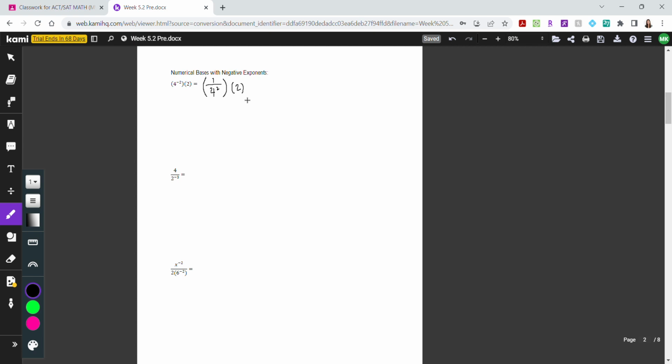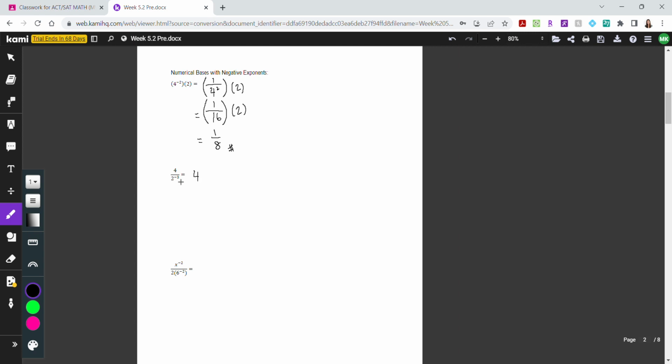Okay. So now let's solve. We have 1 over 16, because 4 squared is 16, times 2. Now we have 1 over 16 times 2, which would give us 1 over 8. And that will be the answer. So like I said, with negative exponents, make them become positive first. Let's look at this question. We have 4 over 2 to the power of negative 3. This is a negative exponent. Let's make it positive first.